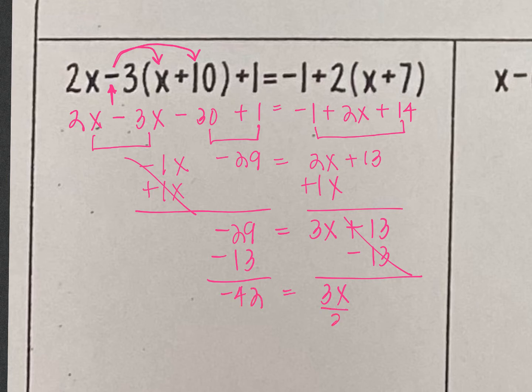So we have to divide each side by 3 to get the x by itself. 1 times x is x, -42 divided by 3 is -14, and that reflexive property, we have to flip this, so x equals -14 is your answer. And here's another glance at the first one.